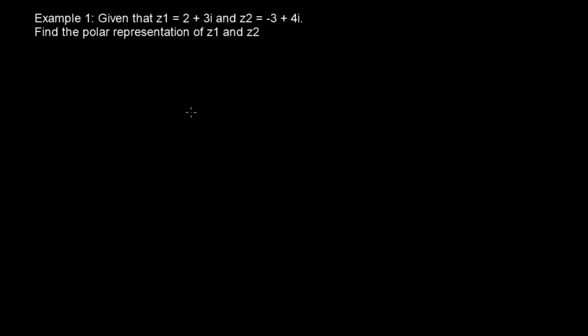Okay, we have our first example. The question says, given that z1 equal to 2 plus 3i and z2 equal to minus 3 plus 4i, find the polar representations of z1 and z2. This is quite simple to do. We just have to find the modulus and find the argument in the case of z1 and the case of z2.